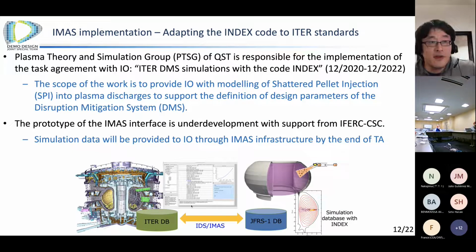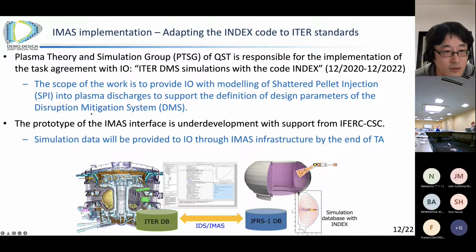Another technical aspect related to this INDEX work is the IMAS implementation. IMAS is the standard tool for ITER to store the database of not only the experiment but also the modeling results. Our group is now in charge of implementing the task agreement with the ITER organization for the ITER DMS simulation. The scope of this work is to provide the ITER organization with the modeling of the shattered pellet injection and to support the definition of the design parameters of the DMS.